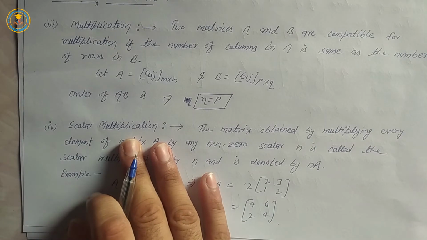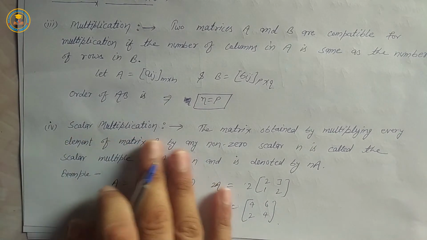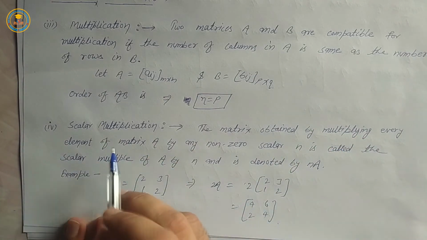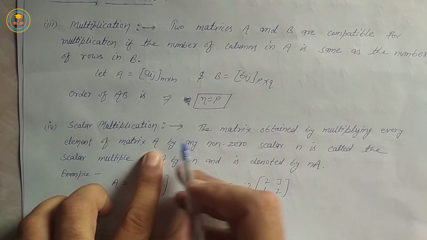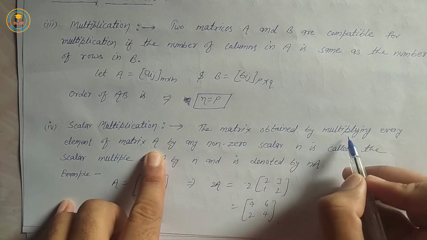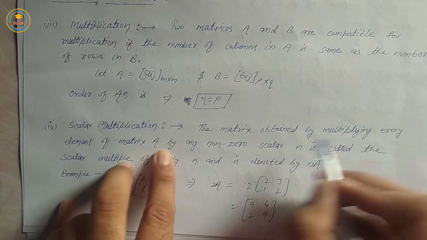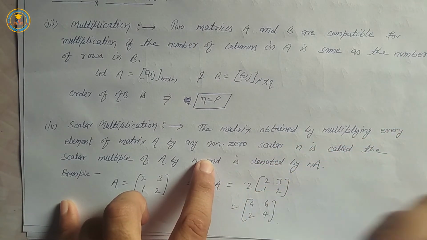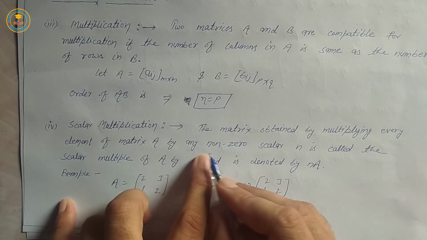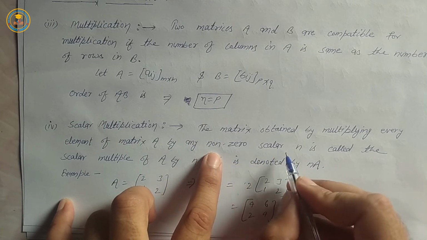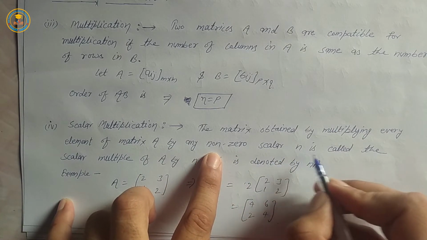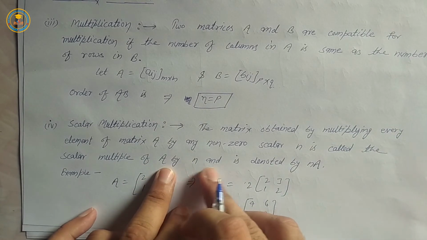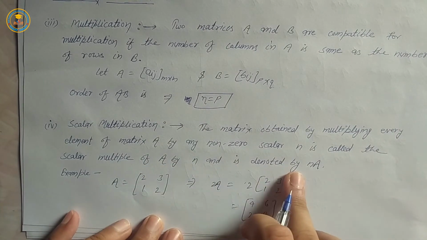Next, scalar multiplication, or constant multiplication. The matrix obtained by multiplying every element of matrix A by any non-zero scalar n is called the scalar multiple of A by n and is denoted by nA.